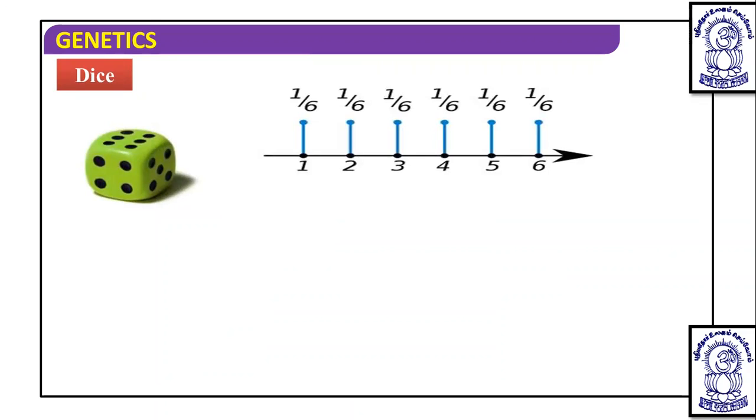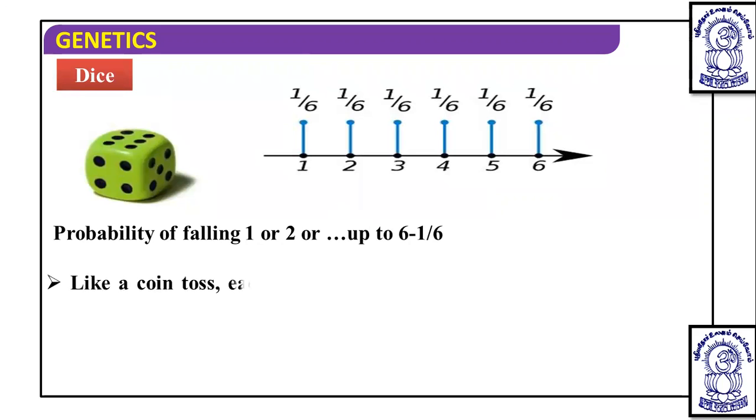Same way for a dice, there are six possibilities. Either it can be one, two, three, four, five, or six. The dice has six faces, and on each face a number of dots is given. So the chance of one is one by six. The chance of two dots on a face is also one by six, and in the same way for three, four, five, or six dots. So the probability of falling on one, or two, up to six is one by six.